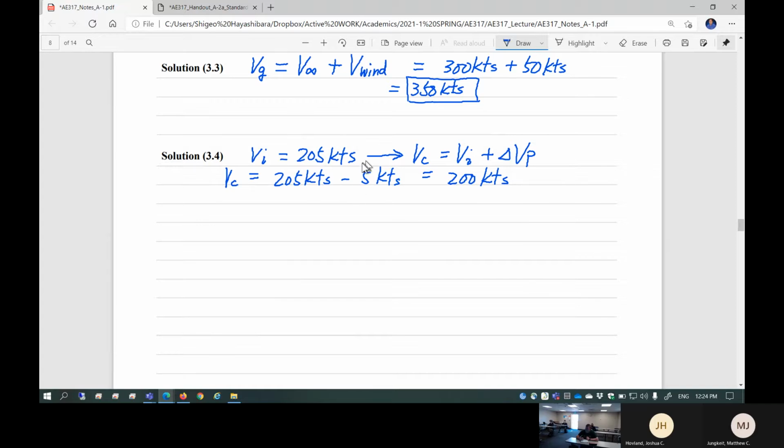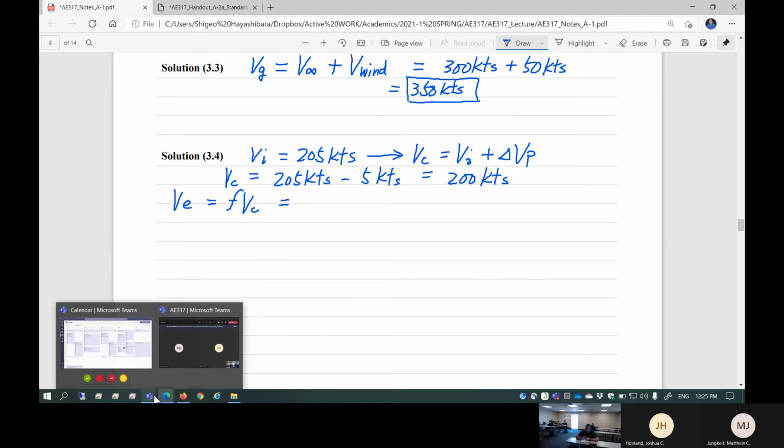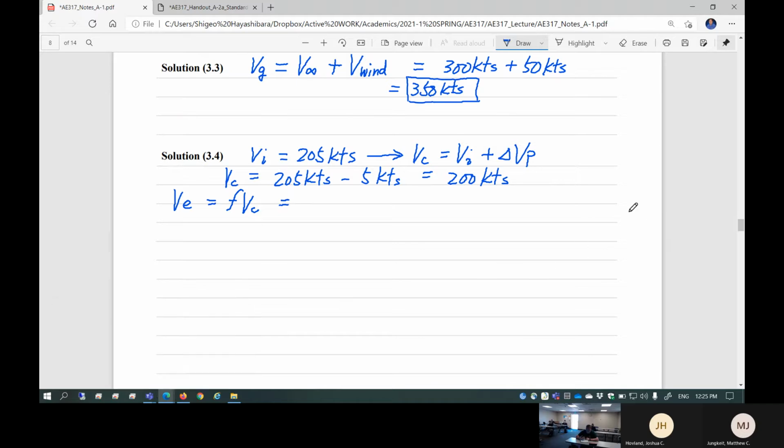Second step is equivalent airspeed. Equivalent airspeed V_E is equal to the F factor multiplied by V_C. What is the F factor? Can you look it up? What is the F factor? 0.987.